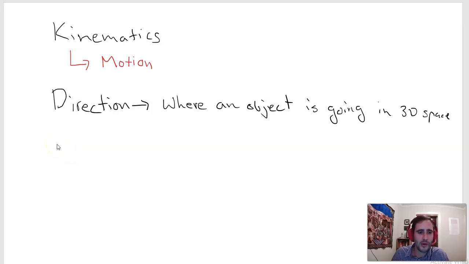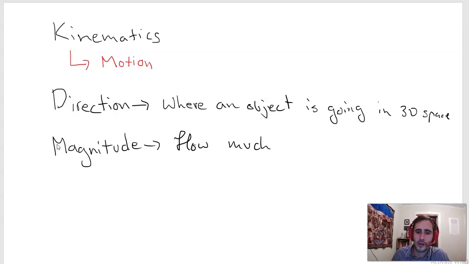And the next one is magnitude, which you might not have heard of. Magnitude really just means how much of something.